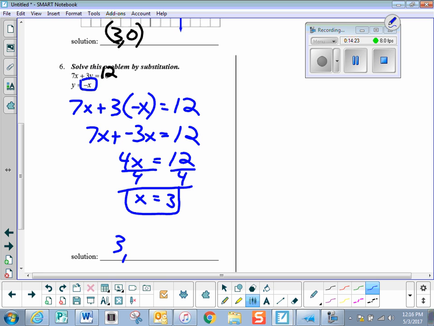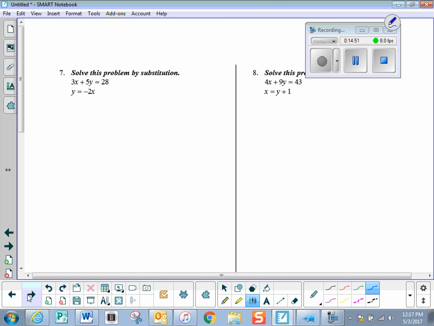Okay, so x is 3. What's y? Negative x, or negative 3. Wait, where did you get the negative 3? I plugged in 3 for x. Y equals negative x, so instead of x, it's negative 3. I replaced x with 3, so it's negative 3. Oh, okay. Glad we cleared that up.